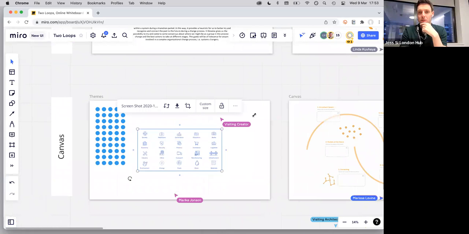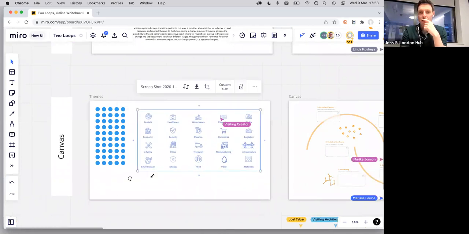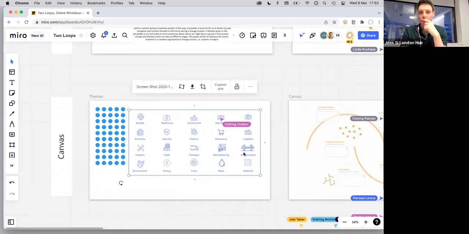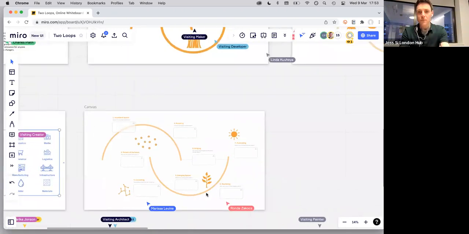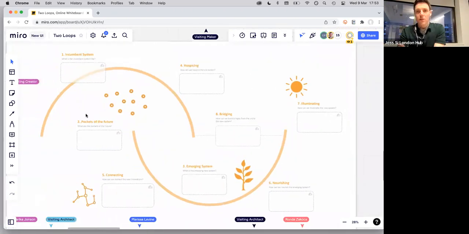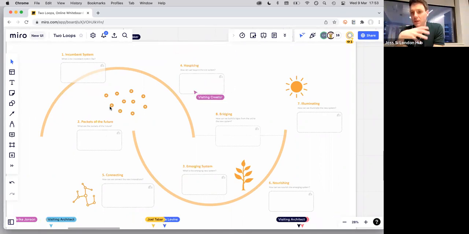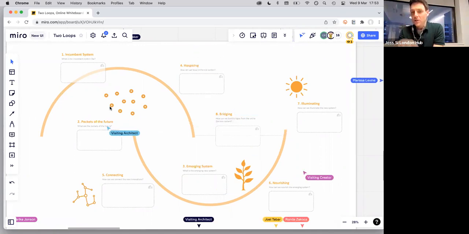Let's use the canvas. So this here, I just showed it to you, is the canvas we would use just to identify the different aspects here. We've got the incumbent system up here, the pockets of the future. These are the new innovations that we think are representative of the new system that we'd like to try and develop and see emerge as the next generation of this system.